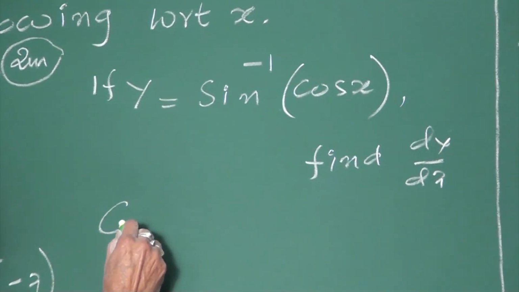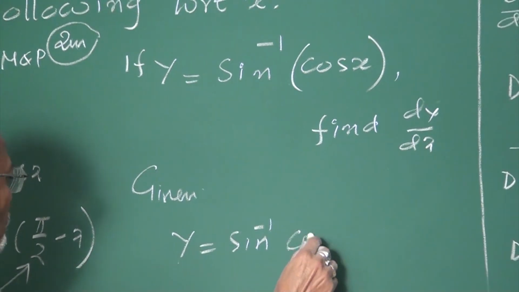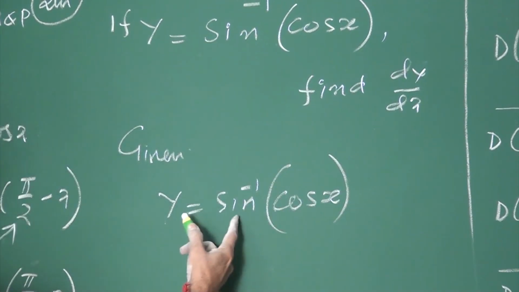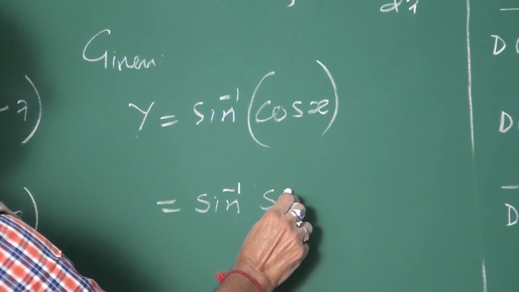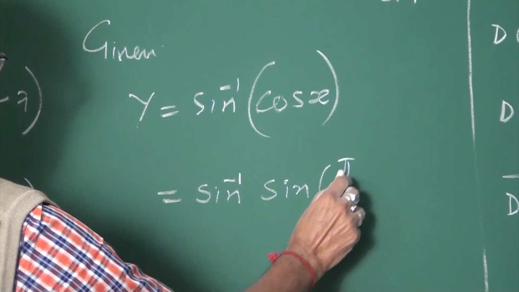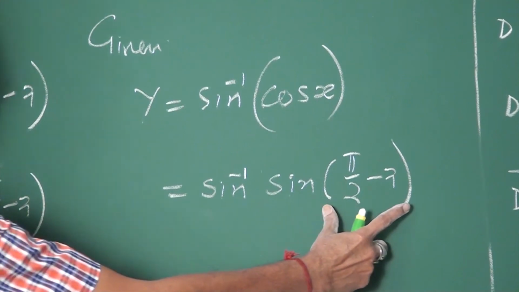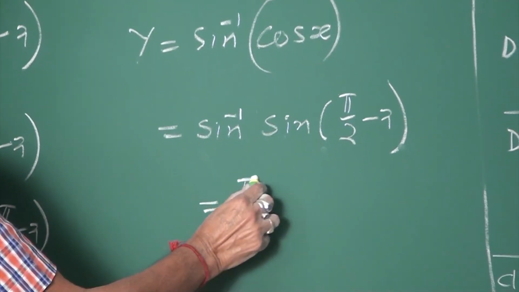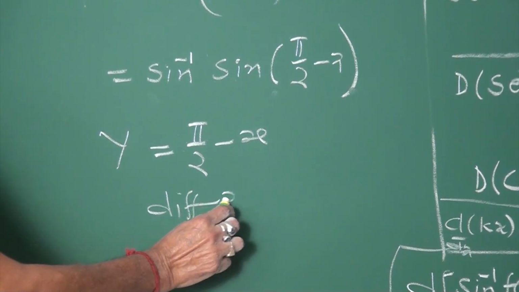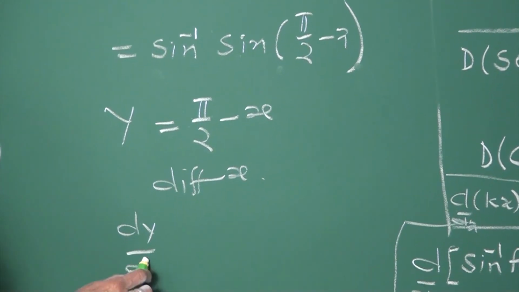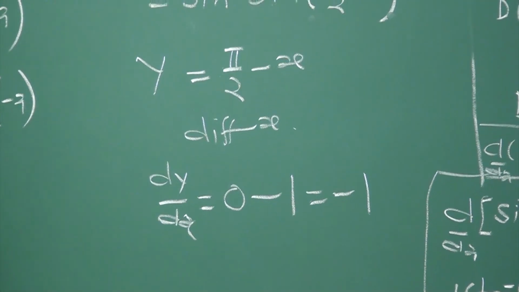Right. Given y equals sine inverse of cos x. Change cos to sine. Why? We want to make use of the property. Yes, my friend, it is cos to sine: replace your x by pi by 2 minus x. Property of inverse trigonometric functions: sine inverse of sine theta is theta itself. This is pi by 2 minus x. It is your y, my friends. Now differentiate with respect to x. dy by dx equals 0 minus 1. What is the answer? Minus 1.